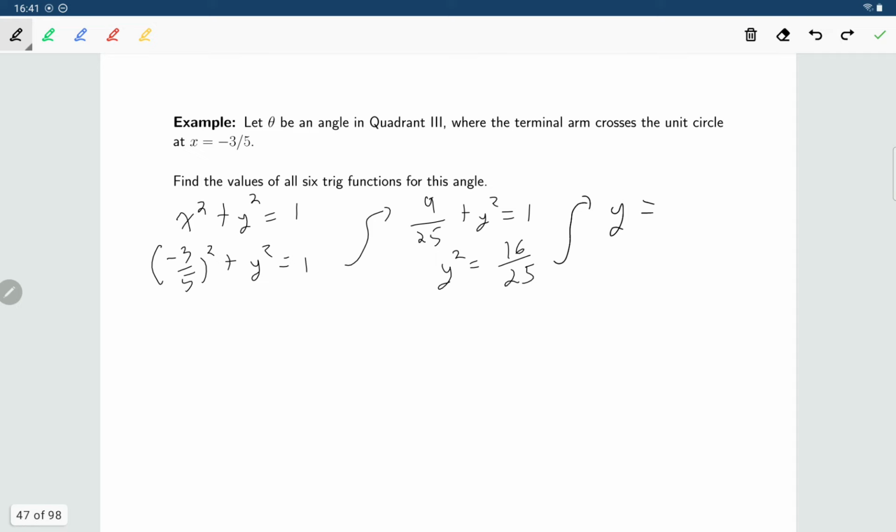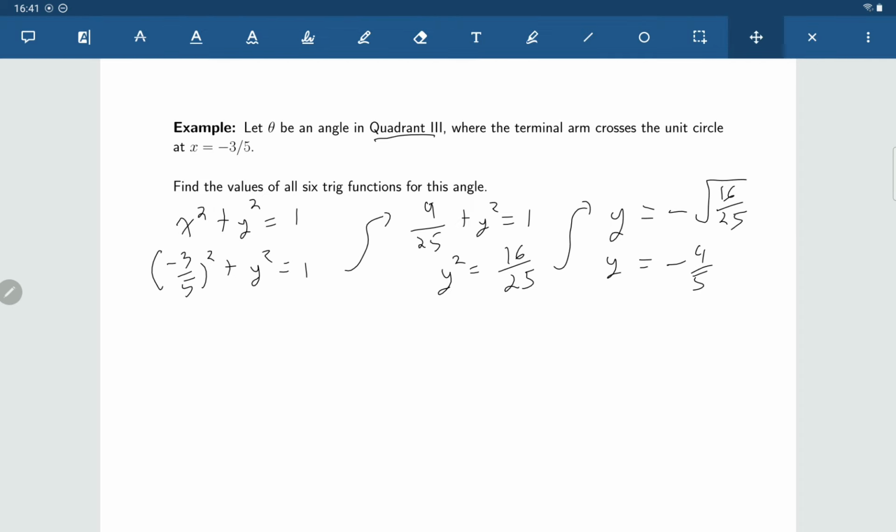Which is it? And for that, we need to think back to the fact that we're in quadrant 3. And if our angle is in quadrant 3, you know that the x-coordinate for that point will be negative, and also the y-coordinate for that point will be negative. So when I'm thinking about am I taking the positive root or the negative root, I know I must be taking the negative square root of 16/25, and that's because we are in quadrant 3. So that means that y is just negative 4/5.